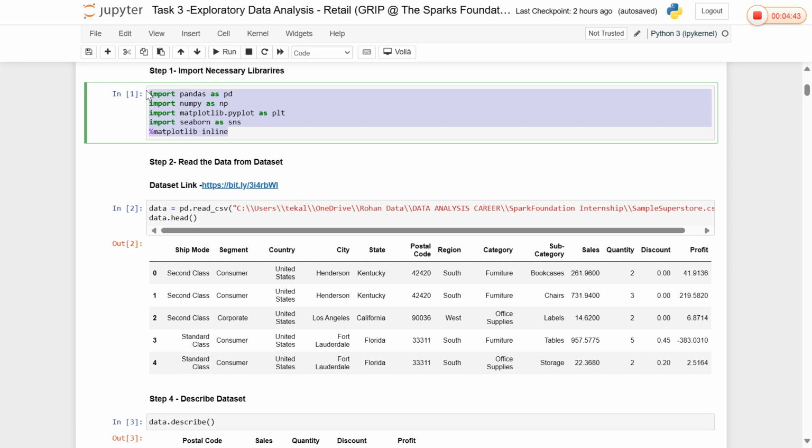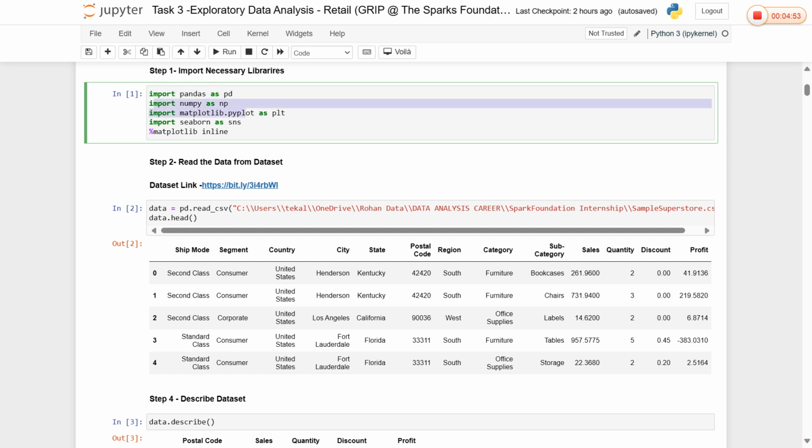We know the simple code to import the libraries: import pandas as pd, import numpy as np, import matplotlib.pyplot as plt. Matplotlib is necessary mainly for visualization purposes, the charts and graphs.